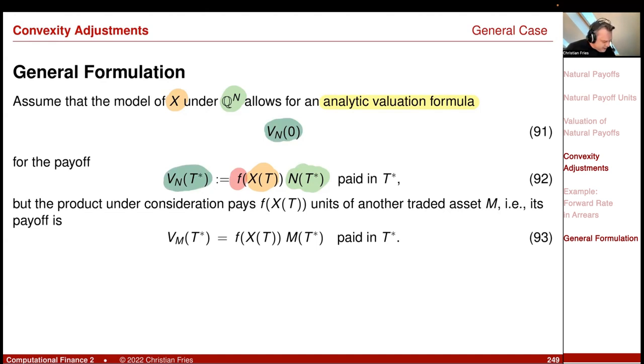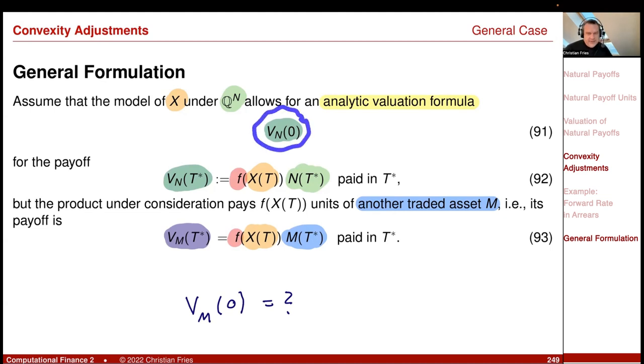Let's move to a different payment unit. So I move to another traded asset M. I pay the same linear or nonlinear function f of that index, but now in the different unit. And I call this value, or this payoff, you know, at first it is a payoff, I call it V subscript M. And the question is, what is actually the value of this financial product in zero? So can I establish some kind of relation to this value for which I maybe already know some formula?